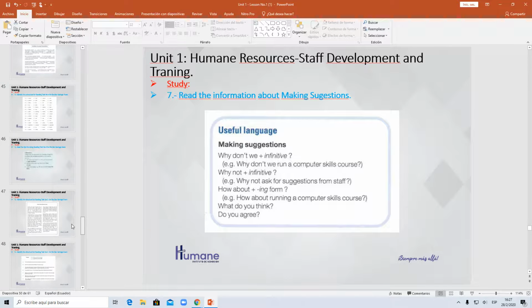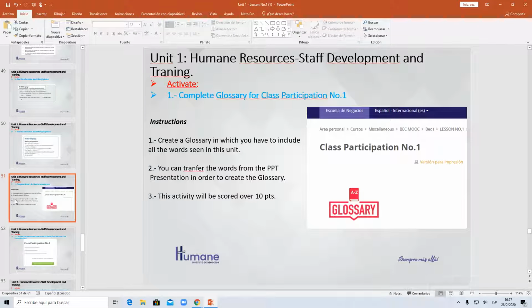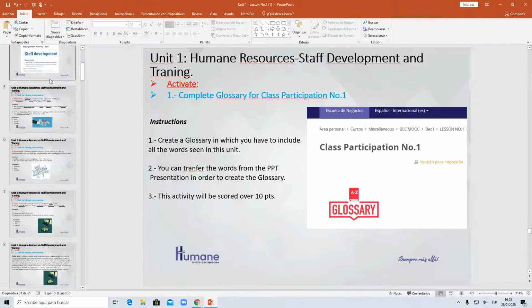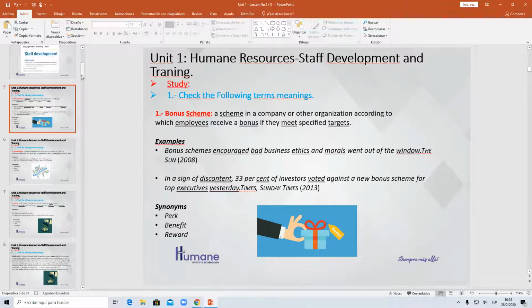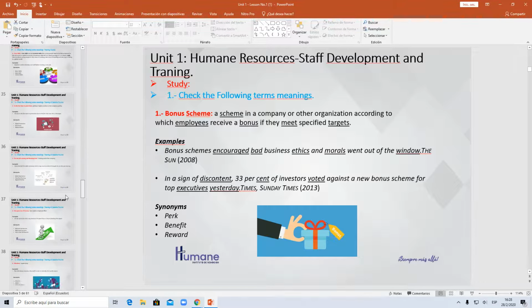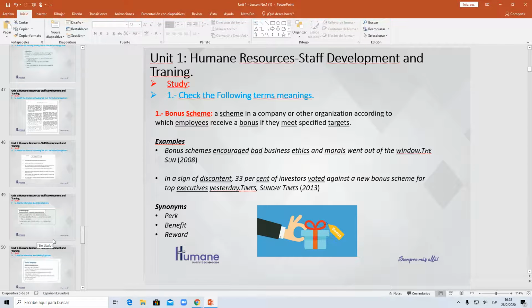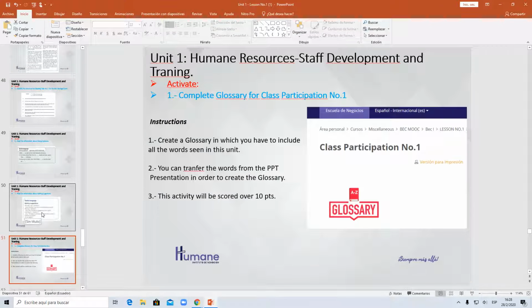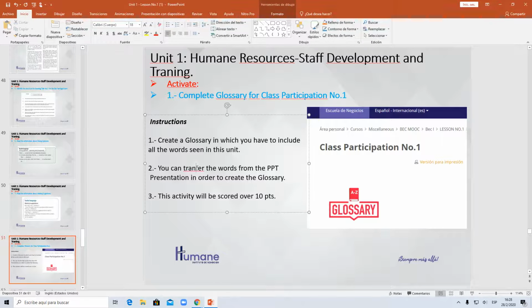And now I'm going to show you the activities that you have to accomplish. First of all, you have a class participation. Number 1, you have to create a glossary in which you put all the words in this unit. Okay, you can copy the words from the PowerPoint here and just include the definitions. This glossary will help you to remember the words that we've seen in the unit, and will help you to study for them at the end, not of this course, but when you're facing the big exam at the end. You can transfer the words from the PowerPoint presentation to the glossary, and this will be scored over 10.